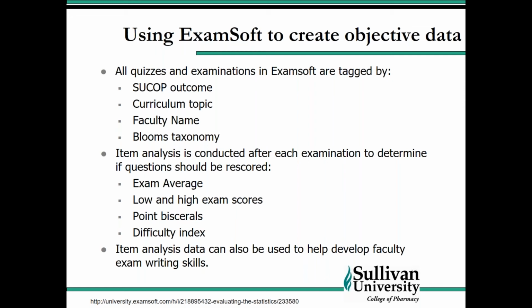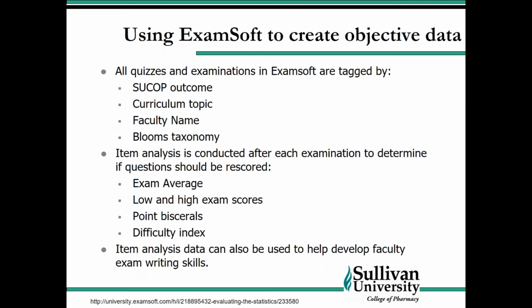My office goes through at the end of the quarter and skims the question sets to make sure that at least the programmatic outcome and curriculum topics are there, because we use those for programmatic assessment purposes. But the course coordinators usually do a pretty good job of assuring that all of that's there. We also use the item analysis that comes out of ExamSoft after each examination, not so much for quizzes, to determine if questions should be rescored. So they're used at the exam level before they're ever rolled up into any type of report card.